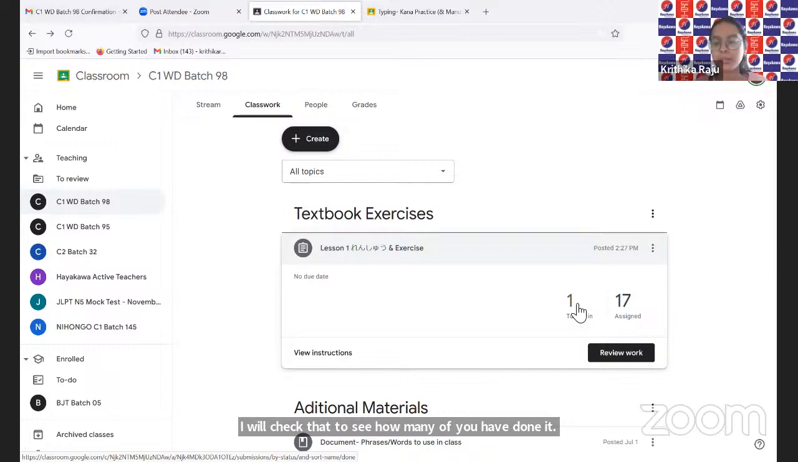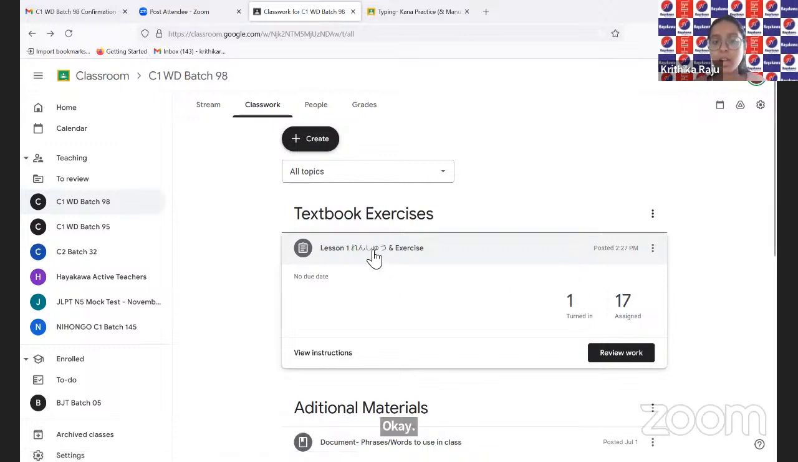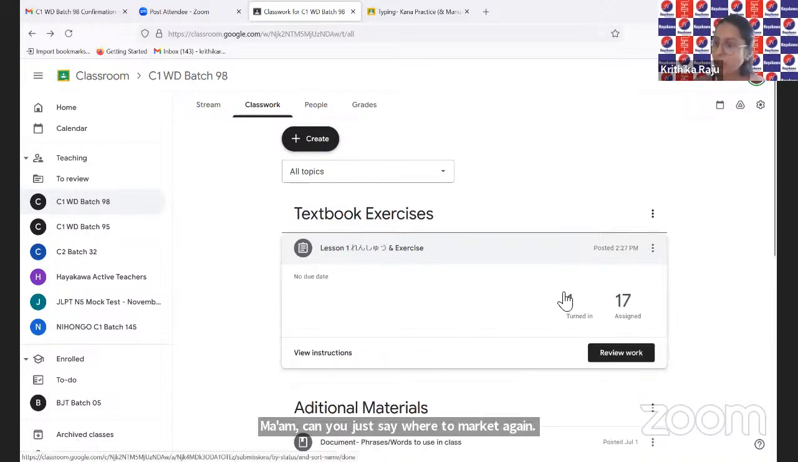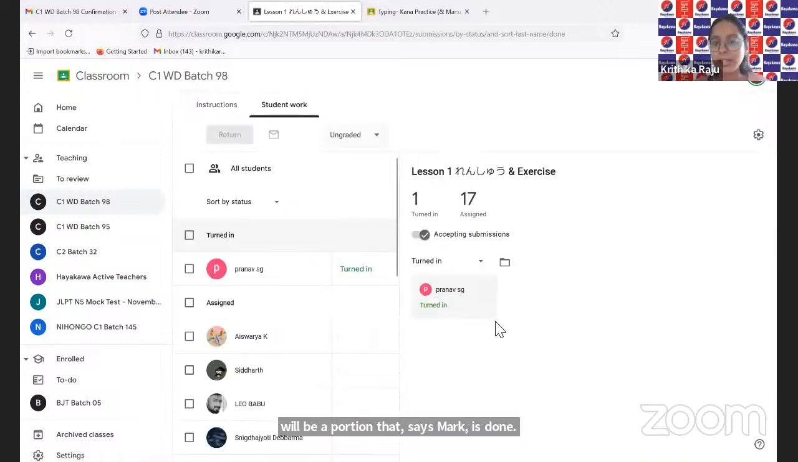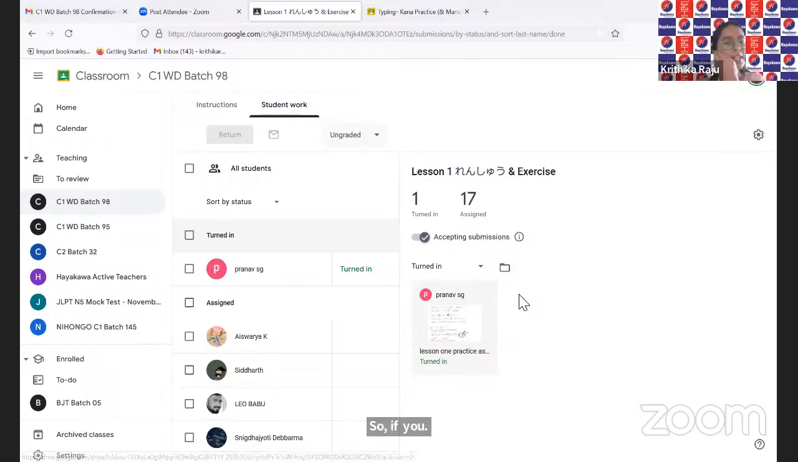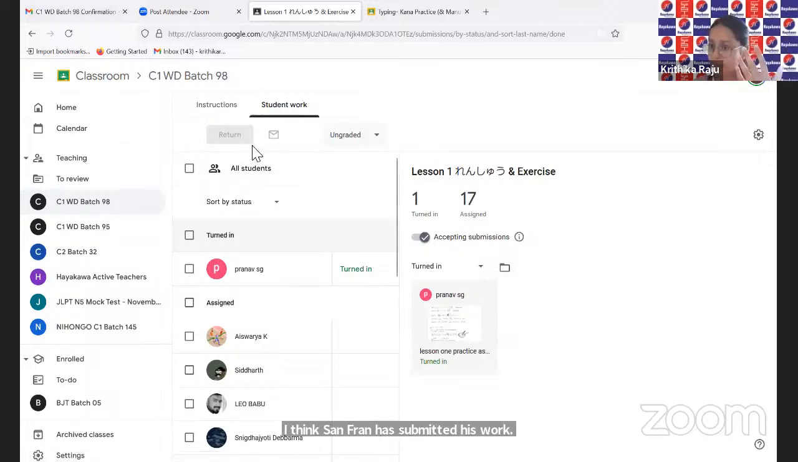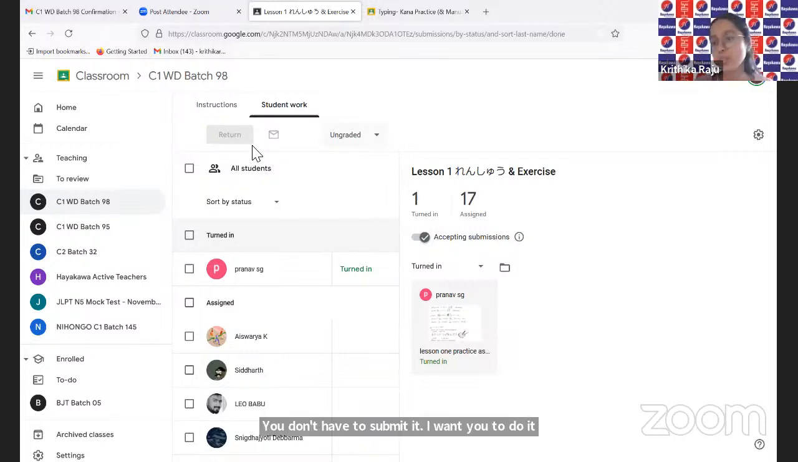Ma'am, can you just say where to mark it again? Once you click on this, there'll be a place, it will show in your student classroom. It will show that you can mark as done. There will be a portion that says mark as done. So one of you, I think Pranav-san has submitted his work. That's great. You don't have to submit it here. I want you to do it and just let me know. But you'll have to submit the work in your student profile. Type it and submit it. Okay?